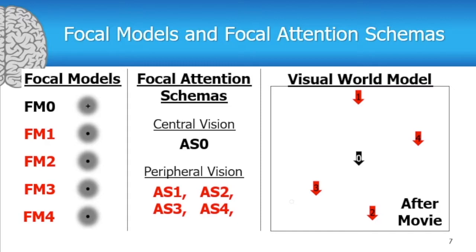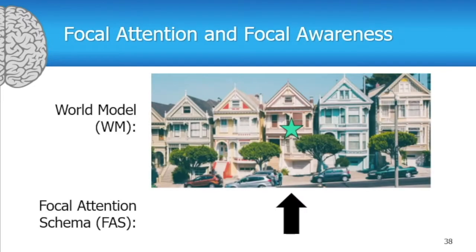Let's look at the focal models and focal attention schemas in the example where we directed peripheral visual attention at the row of houses. In this example, the eyes were always directed at the green star, so the central vision attention schema would point to the center house. Then we directed peripheral visual attention to the house on the right, and then to the house on the left, and back to the center house only.